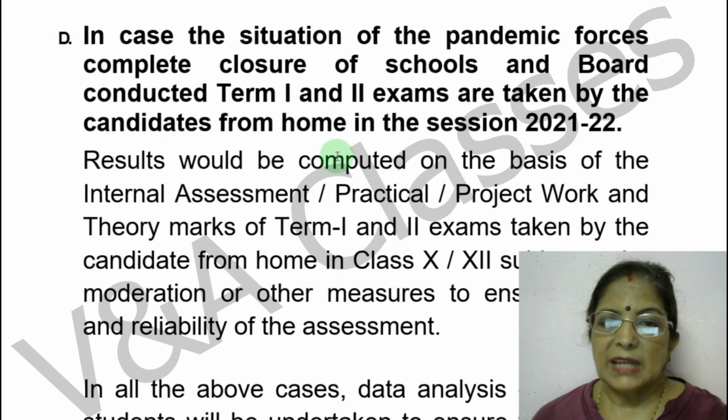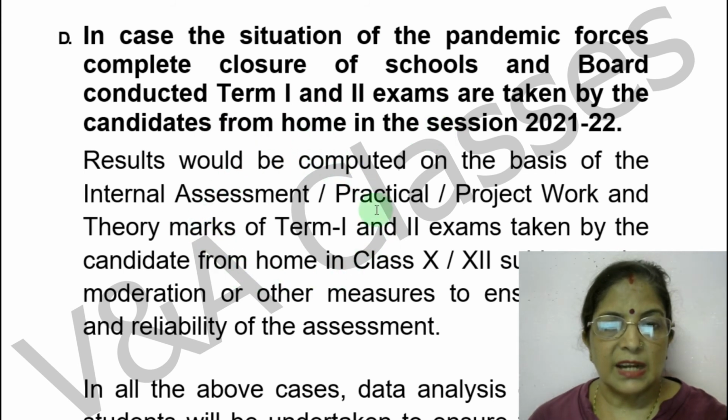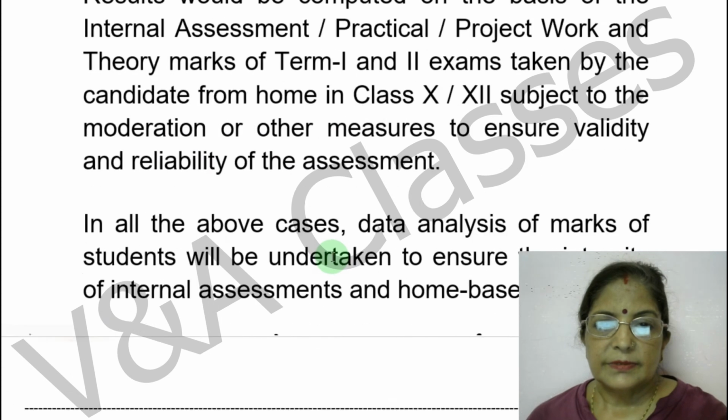इस पॉइंट में ये बताया जा रहा है कि इन केस टर्म 1 और टर्म 2 दोनों ही समय में पैंडेमिक सिचुएशन ठीक नहीं है तो बोर्ड टर्म 1 और टर्म 2 एग्जाम लेगा जो ऑनलाइन होगा और इस सिचुएशन में जो स्टूडेंट का रिजल्ट बनेगा उस रिजल्ट में इंटरनल असेसमेंट, प्रैक्टिकल्स, प्रोजेक्ट वर्क्स और टर्म 1 और टर्म 2 के थ्योरी के मार्क्स सभी इंक्लूडेड होंगे और सभी की वैलिडिटी होगी और इंटरनल असेसमेंट के एविडेंसेस होंगे.